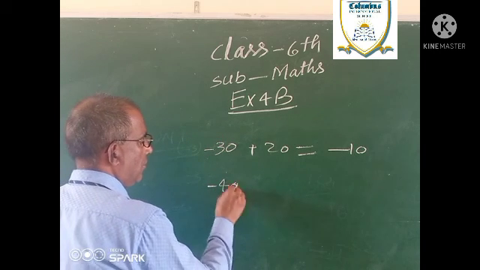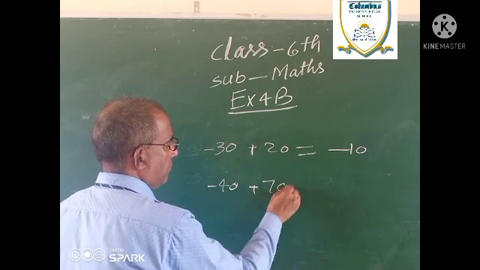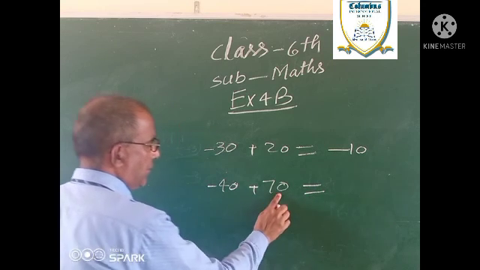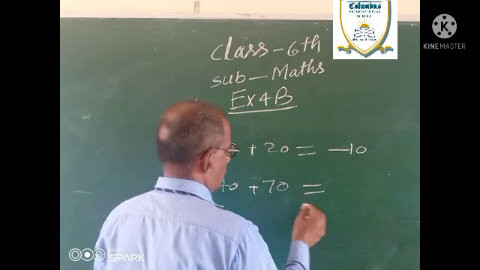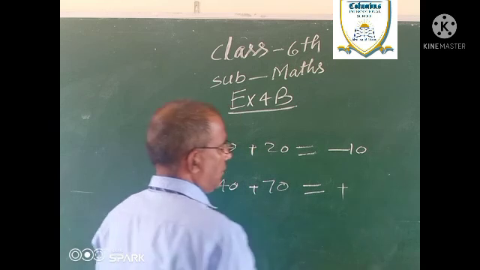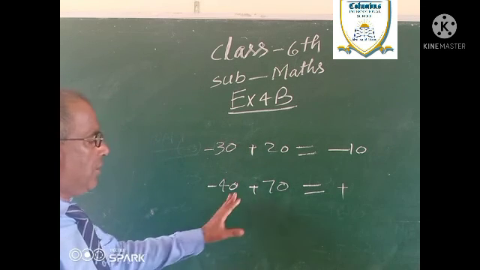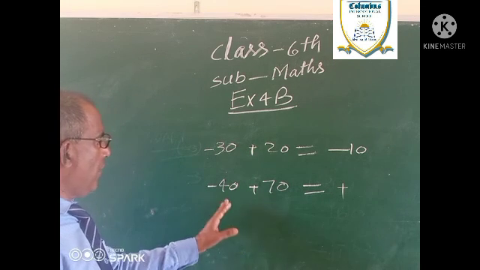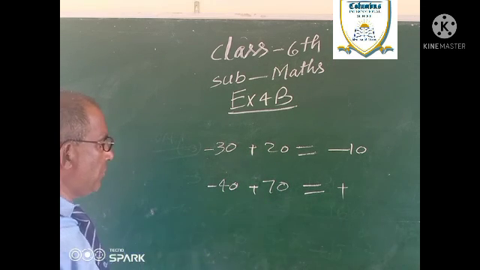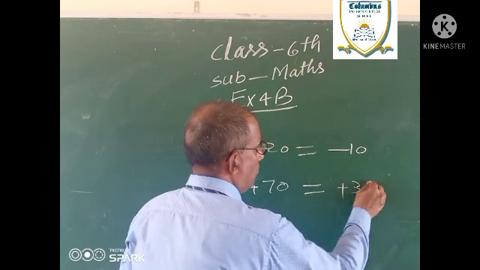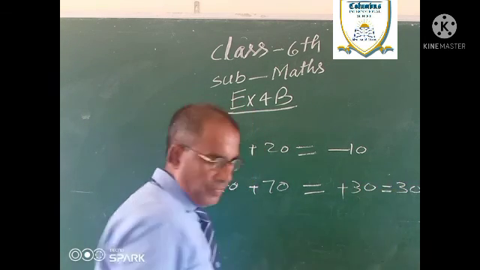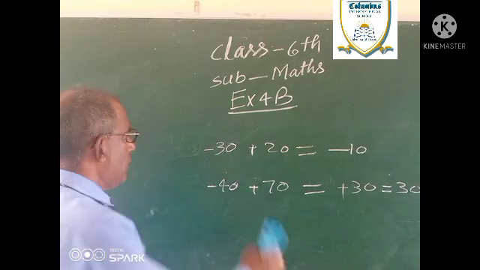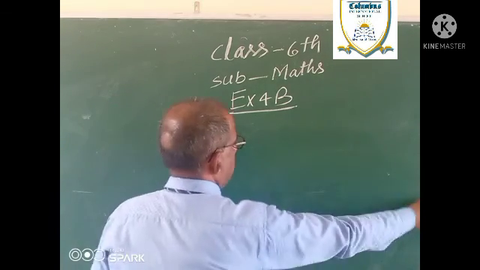-40 plus 70. Here 70 is greater and plus is the sign before the 70. That is plus is the sign of the result. And what is the difference of 70 and 40? That is 30. Plus 30 can be written only 30. Okay, now we see the question in your exercise.